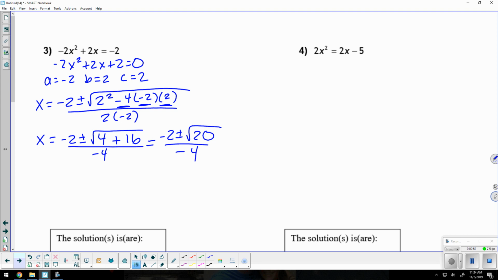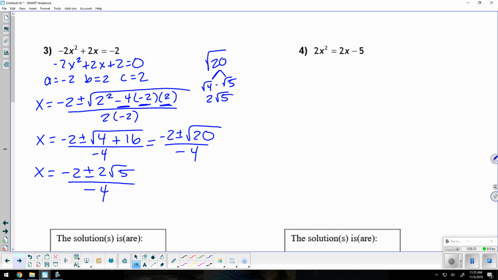The square root of 20 does simplify. So how would you break down 20? I would probably choose 4 times 5 because the square root of 4 is 2. And then you got the radical 5 left over. So now my next line is going to say we'd have negative 2 plus and minus 2 square root 5 all over negative 4. So again, 20 is not a perfect square, but you can at least simplify the radical to being 2 square root 5. Okay, technically we are done.